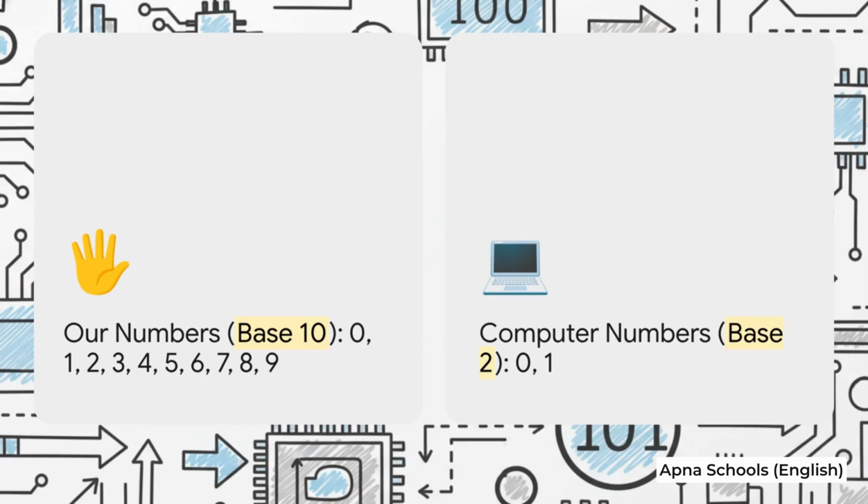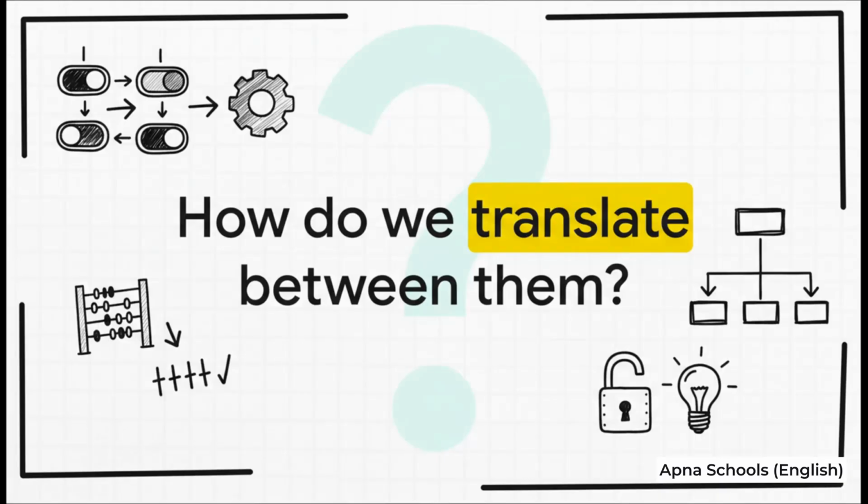All right, so think about it like this. We've got two totally different languages. Over on the left, that's our world, the 10 digits we use every single day for everything. But on the right, that's all a computer gets, just a 0 and a 1. It's kind of wild to think that everything from your phone to this very explainer is built on just those two little numbers.